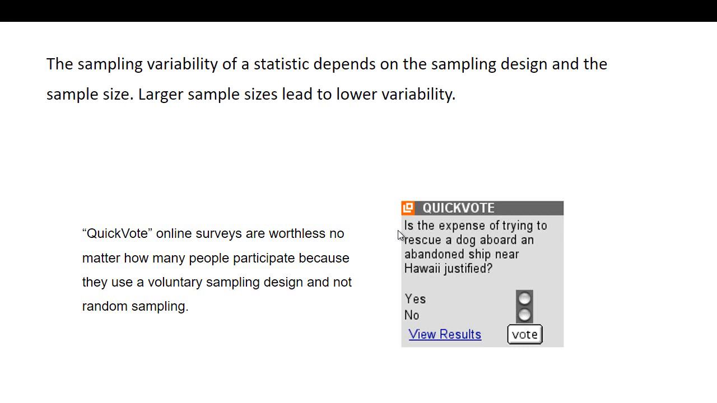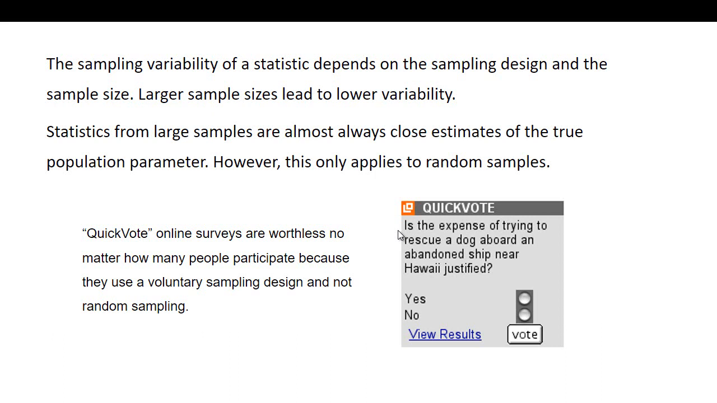The sampling variability of a statistic depends on the sampling design and the sample size. Larger sample sizes lead to lower variation. Statistics from large samples are almost always close estimates of the true population parameter. However, this only applies to random samples. Quick vote online surveys are worthless no matter how many people participate, because they use a voluntary sampling design and not random sampling.